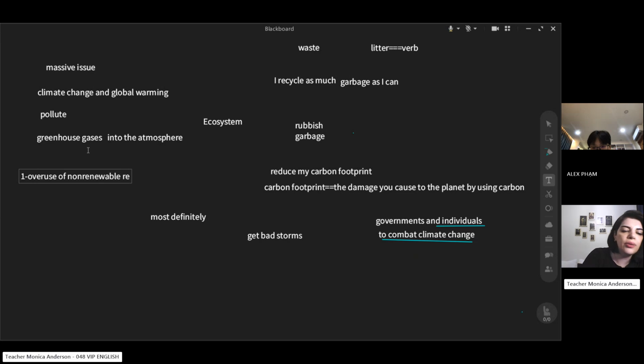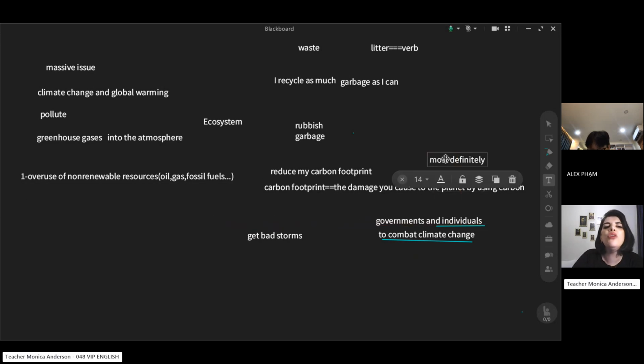Renewable resources. That is not like oil, gas, or fossil fuels. So some are non-renewable. Of course, you can use renewable. Renewable means, for example, we can produce it, we can generate electricity again. So this is renewable. So why not?